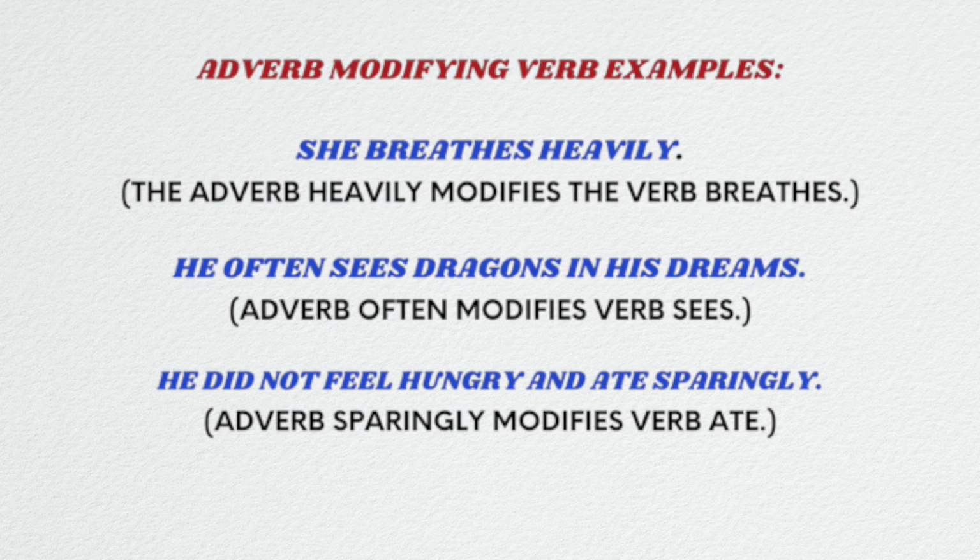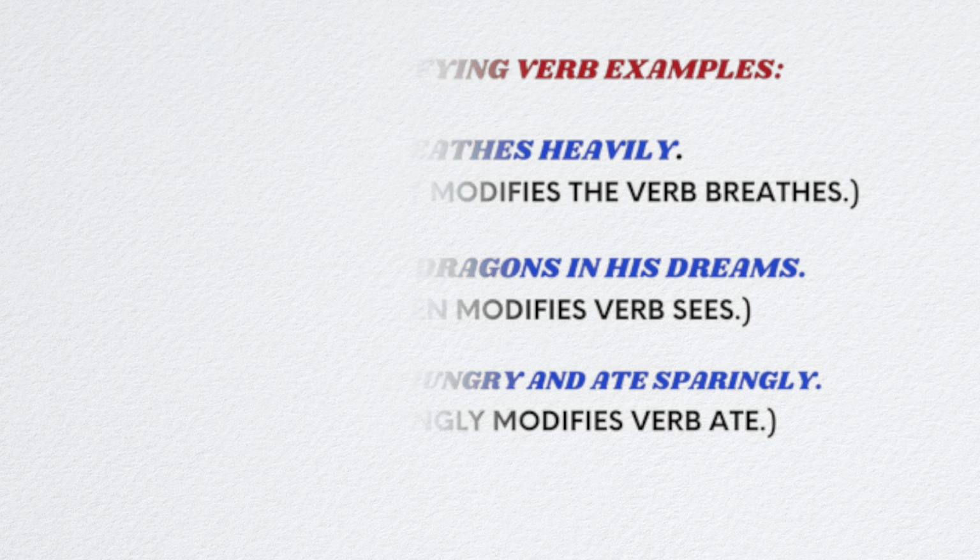Here's an example of adverbs modifying verbs. She breathes heavily. The adverb heavily modifies the verb breathes here. He often sees dragons in his dreams. This adverb often modifies the verb sees. He did not feel hungry and ate sparingly. This adverb sparingly modifies the verb ate.